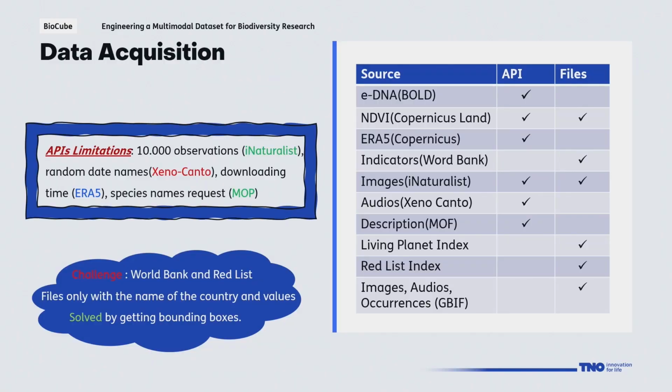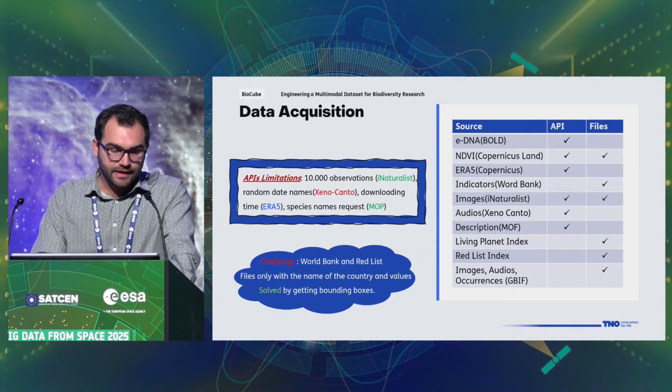So these are some of the sources we used, either through API or file-based, because some of them do not come with an API. So you have to do all this manual labor of going there, download the file, select the date, select even the whole file, because they don't come with metadata. Some of them are API-based, some of them are file-based. The challenge is that some of them, like the World Bank and the Red List, give only the name of the country, so no coordinates, nothing. So we get bounding boxes for our data.